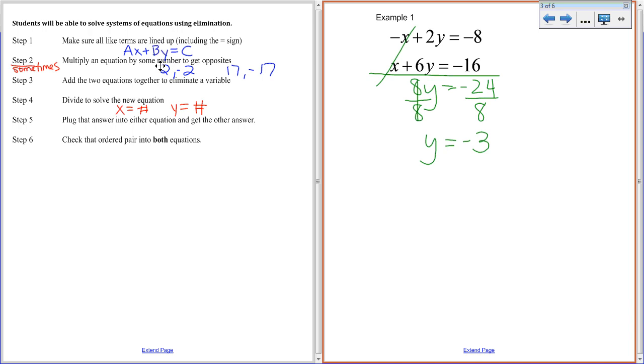All right, Taven, you going to tell me how to wrap it up? Yeah, you have to plug in 3 for y. Good job. And you can use either equation, ladies and gentlemen. I like the first one because I'm only multiplying by 2 instead of 6. Keeps the numbers a little bit smaller. Kai, what's 2 times negative 3? Good job. Add 6.